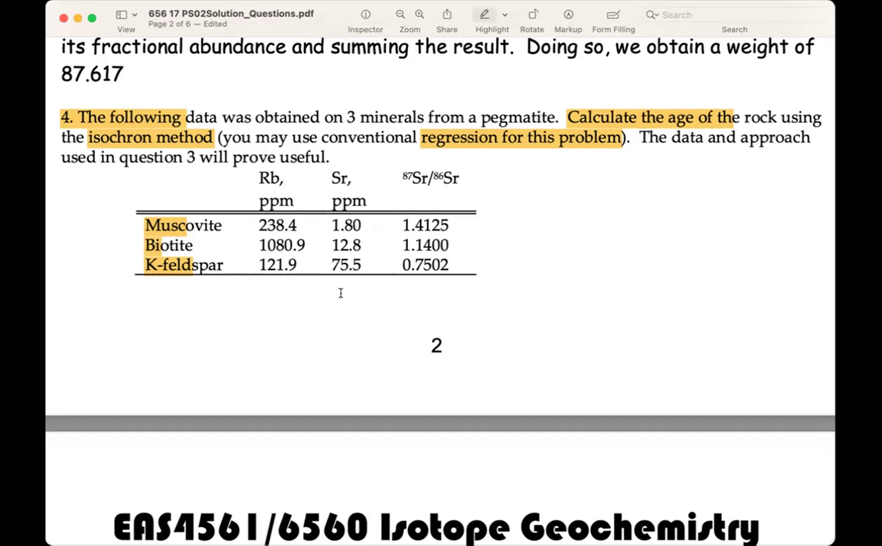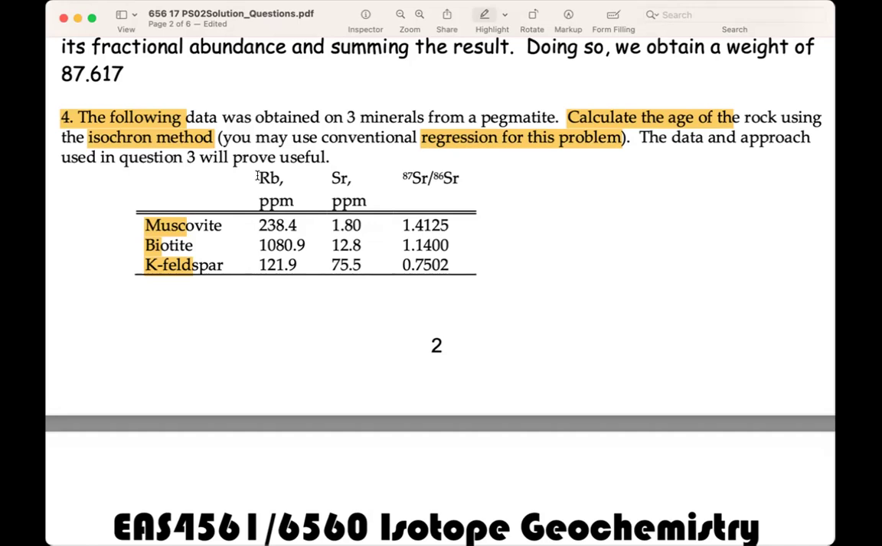Anyway, these are the values we are given, but you see here you are not given any parent daughter isotope ratio. You just first check whether you are given the parent daughter isotope ratio. If you are not given it, then you must calculate it. So how can you calculate it?